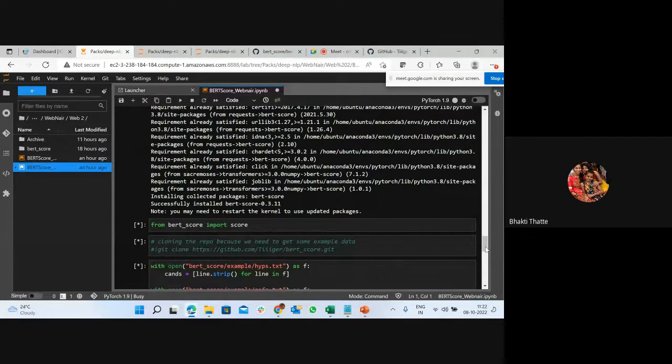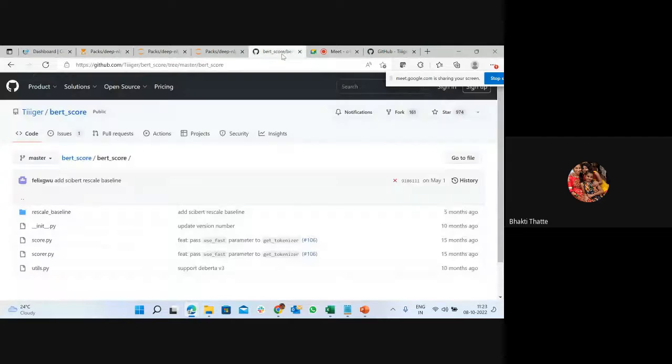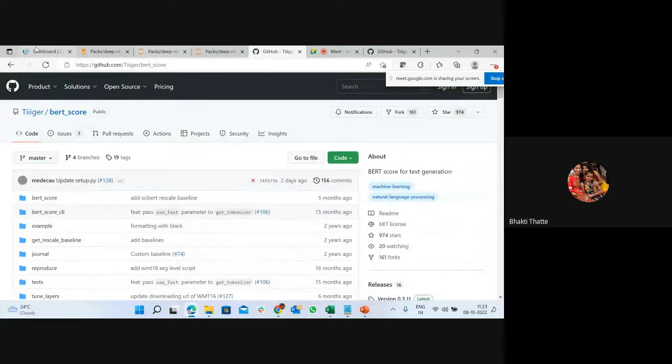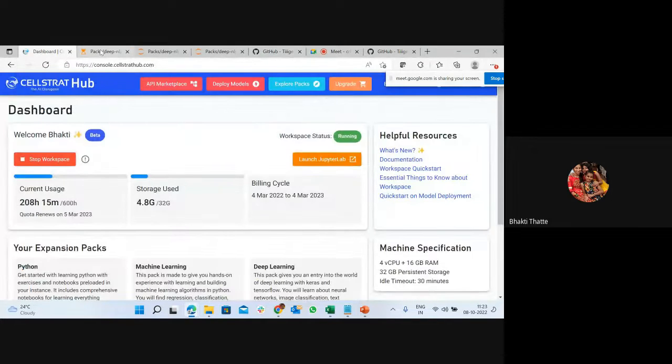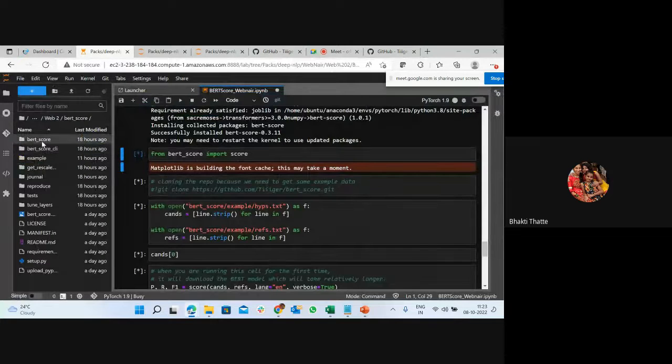Then we need to clone this GitHub because we are using a couple of files from them. I have already cloned it, that's why I have just commented it. Otherwise, after cloning, we will get the same structure. If you see this same structure, we will get it in the GitHub. So see, this is BERT score. If I open it, you will see the BERT score, then examples here, all the code will get downloaded here.